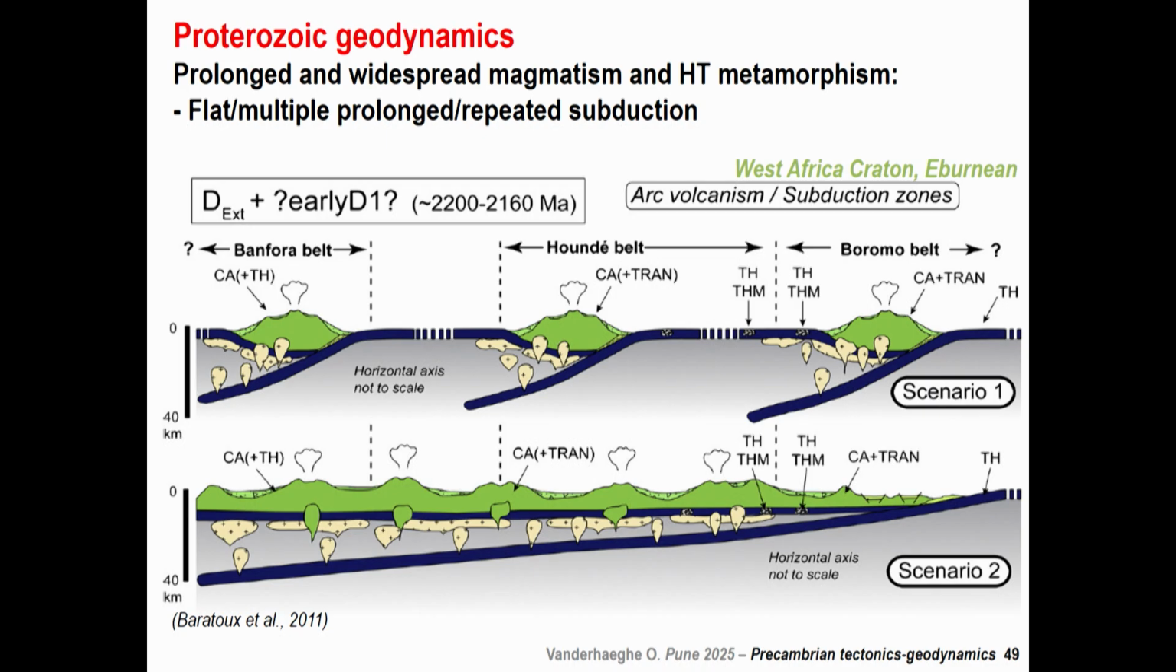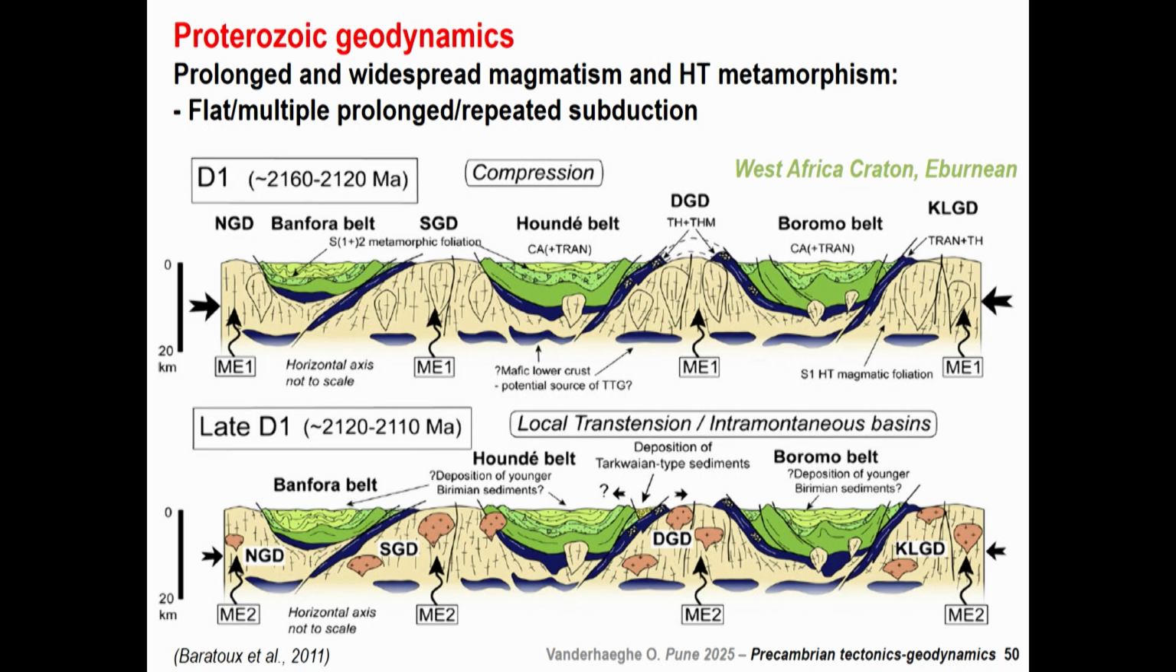And that would be the first step of magmatic accretion of a lot of mafic crust forming, and then this mafic crust would start to thicken, be affected by partial melting, and develop this dome and synform or basin structures.